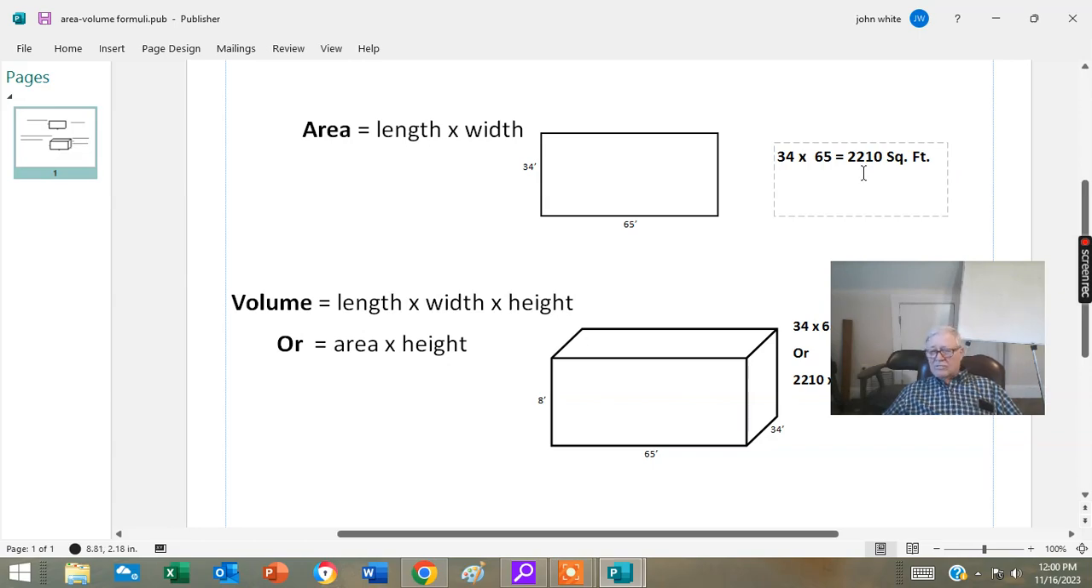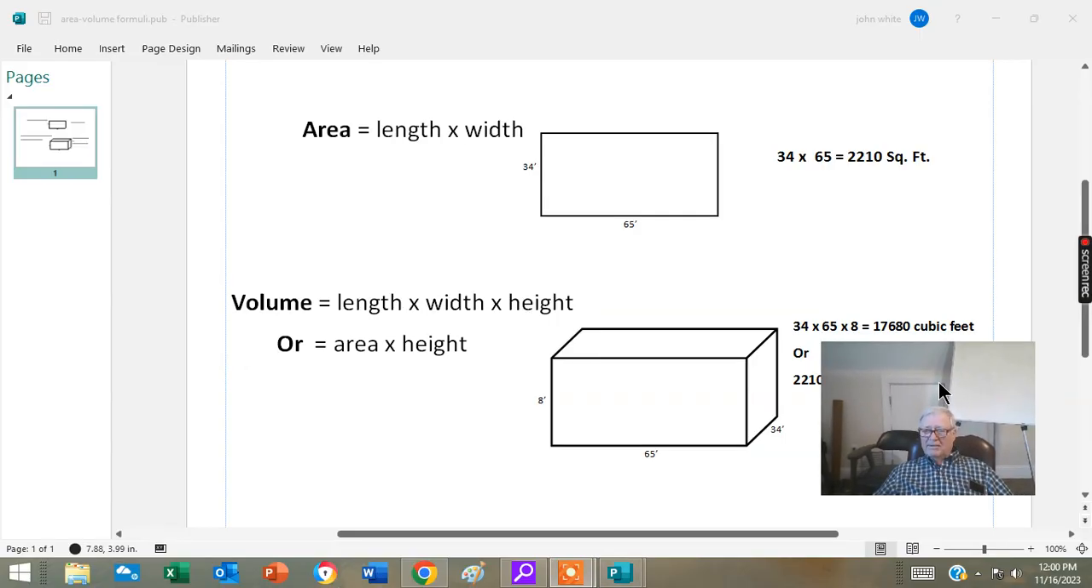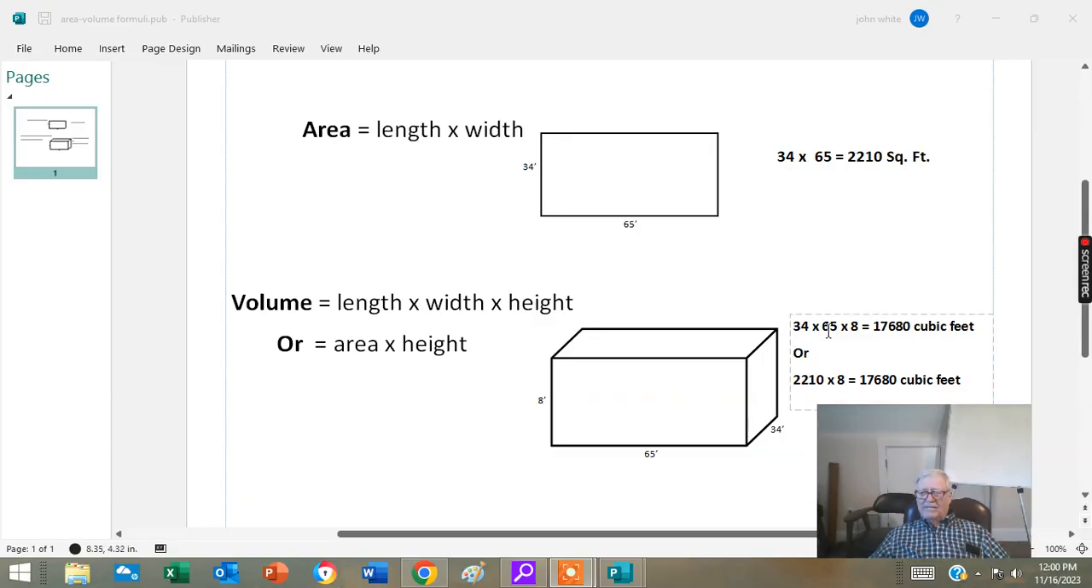The second tough calculation we've got to do is calculating volume. Well, the volume is the length times the width, which is the same as the area, times the height. If we do that, 34 feet by 65 feet by 8 feet high is 17,680 cubic feet. Or, remember, length times the width equals the area, so we could say the area times the height. Either way is right. In this case, it would be 2,210 square feet times 8 feet high, still 17,680 cubic feet.